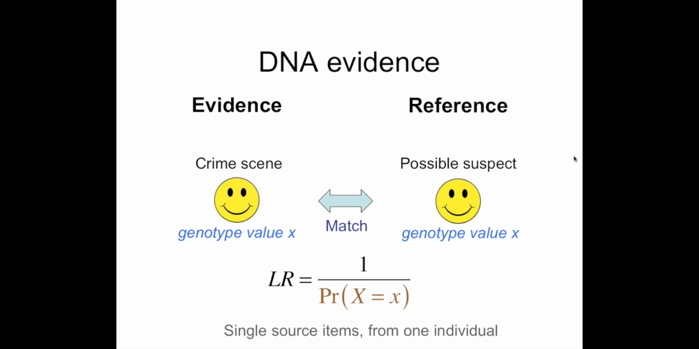So as you recall, DNA evidence on its own is quite straightforward. Suppose you have a single source evidence item from a crime scene, shown on the left, and there's a single source reference who's a possible suspect, and their genotype values, say the allele pairs at all loci, match each other. If that's the case, then the likelihood ratio, or the match statistic, is just the rarity, or 1 over the probability of a coincidence, of seeing this genotype in the population.